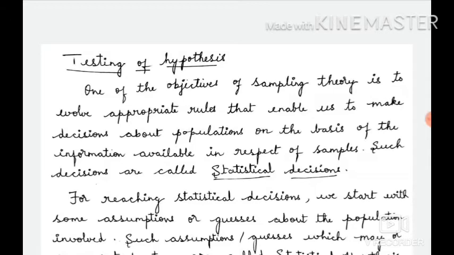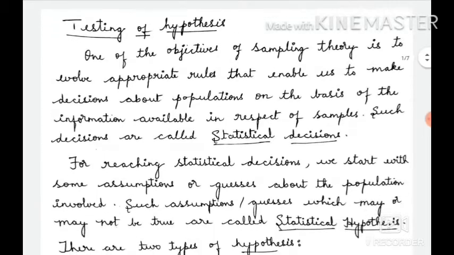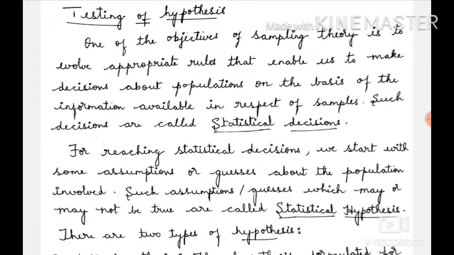In my last video on sampling theory part 1, we dealt with sampling distribution of means involving cases with and without replacement. So the next step in sampling theory is to make statistical decisions. These are nothing but appropriate rules that enable us to make decisions about the population on the basis of the information available from the samples.